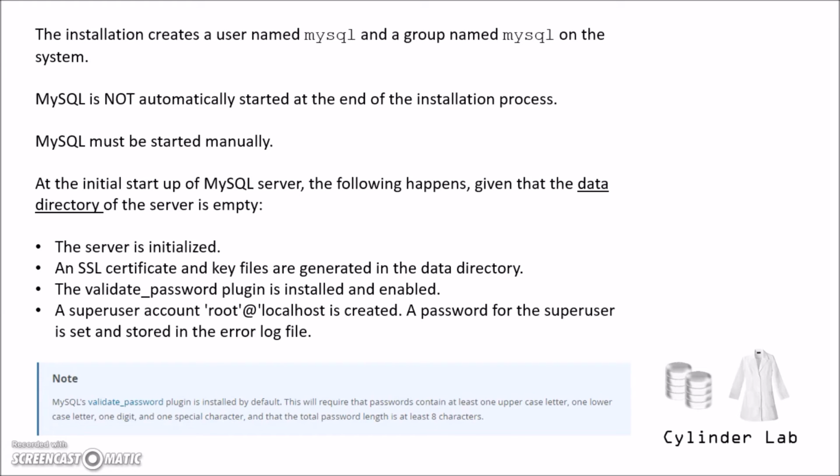At the initial startup of the MySQL server, the following happens, given that the data directory of the server is empty. The server is initialized, the SSL certificate and key files are generated in the data directory, the validate password plugin is installed and enabled, and a superuser account, root, is created. A password for the superuser is set and stored in the error log file.